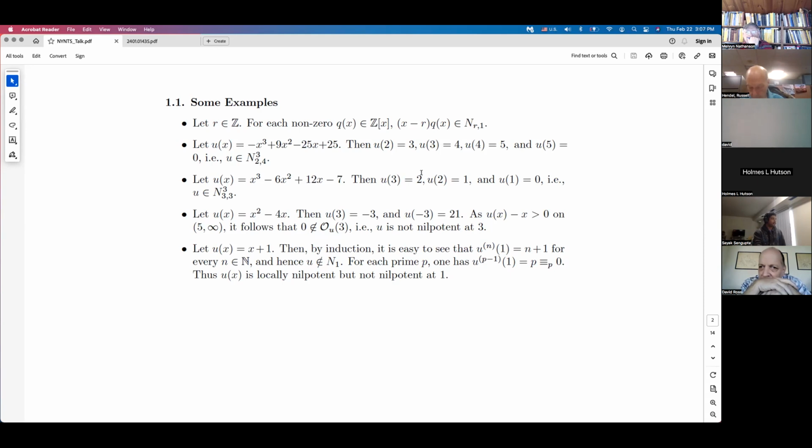So 3 will be taken to 2, 2 will be taken to 1, and 1 is going to go to 0. So in this case, u is nilpotent at 3 of index 3 and degree 3.